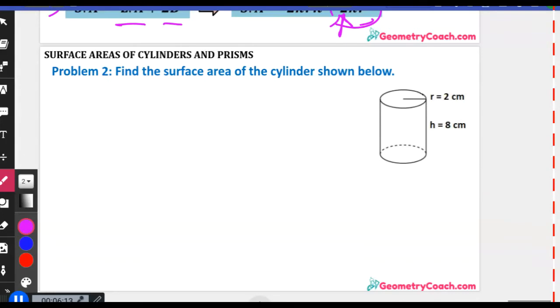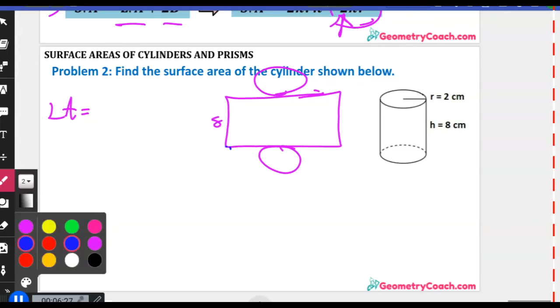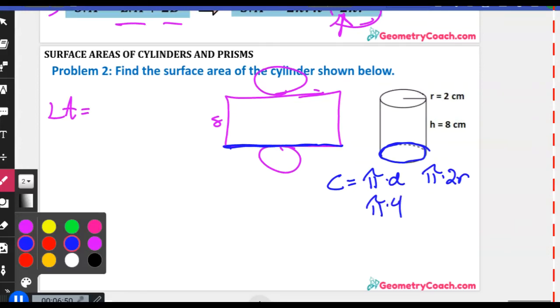Okay, find the surface area. Actually, I'm going to draw a net. So let's start with the lateral area. That's the area of the rectangle. We know the height is 8, and then we need to find that length, which is the same as the circumference of that circle. Circumference is pi times d, or pi times 2 radiuses. Our radius is 2, so our diameter is 4, so it's pi times 4. So the bottom of our rectangle is 4 pi.